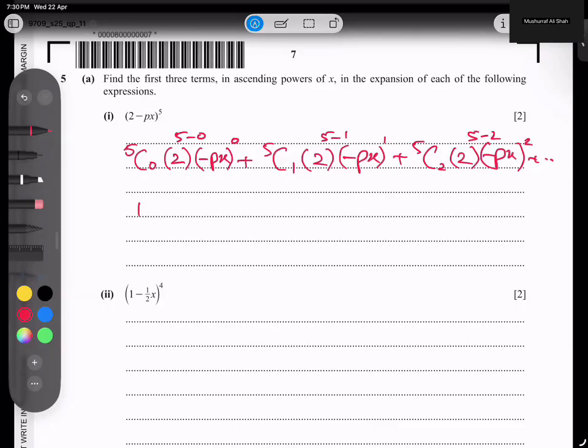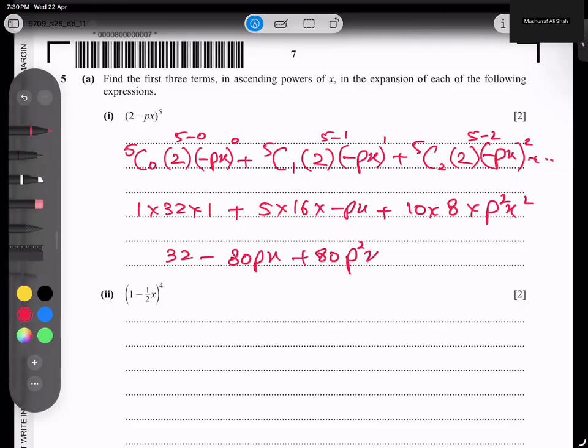So 5c0 is 1, 2 to the power 5 is 32, and here 1. So I got 32. So 5c1 is 5 and 2 to the power 4 is 16. Here negative px. So I got negative 80px. And 5c2 is 10, and 10 times 2 to the power 3 is 8, and p squared, negative gone. So I got 80p squared x squared. All right, this is done.